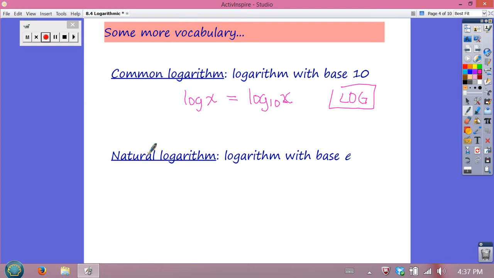Okay, and then natural logarithm is a logarithm with base e, commonly written as ln. So if we have an ln of x, that is the same thing as saying log base e of x. These two are equivalent just like these two are equivalent. You also have an ln button on your calculator.